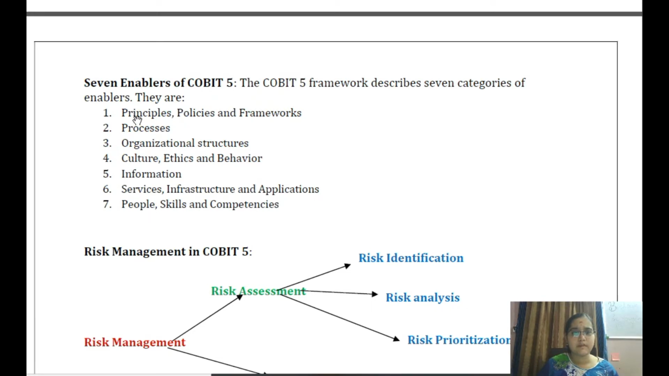So again you can take principle, policy and framework, organization structure and process, or you can simply remember the 7: principle, policy and framework, process, organization structure, culture ethics and behavior, information, service infrastructure and applications, and people skill and competency.